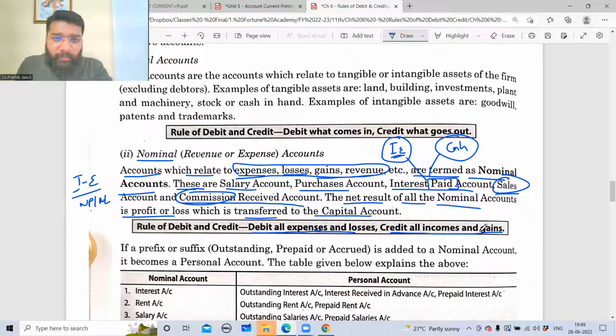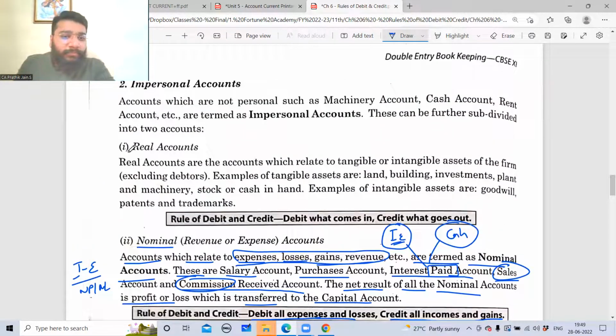Please repeat with me one time, all of you, even online people. Debit all expenses and losses, credit all incomes and gains. Wonderful. Next, real account.